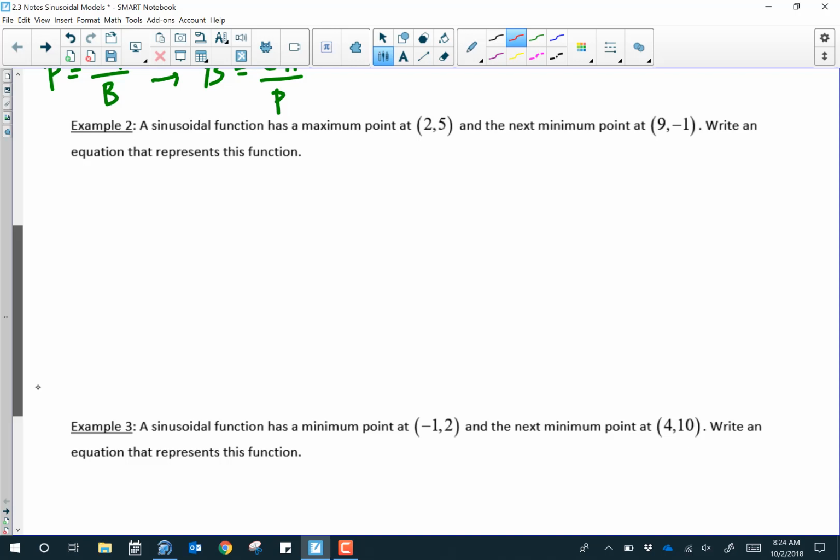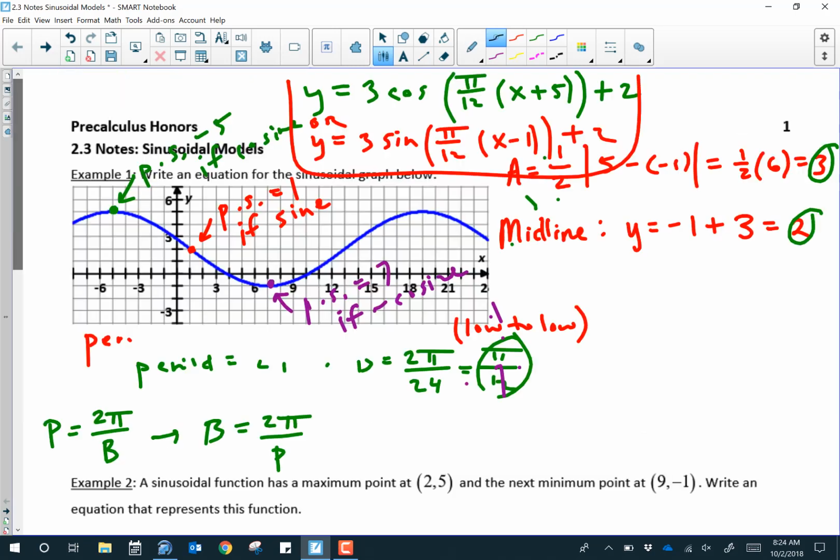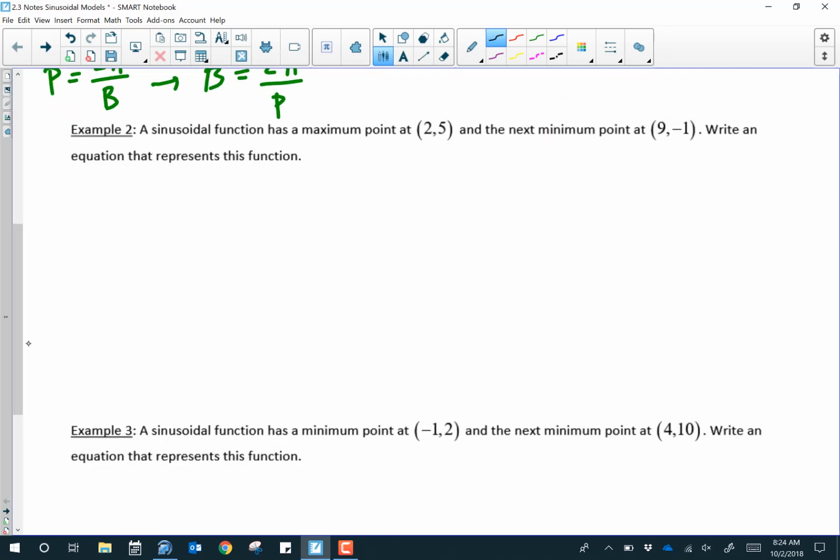Okay, so I'm very visual. I like to see it. So I'm going to go ahead and graph it, and get a good picture of what's going on. Let's graph this. (2, 5) to (9, -1). So 1, 2, 3, 4, 5, 6, 7, 8, 9. (2, 5), (9, -1). Okay, these actually had the same max and min values, just at different x values as the first example. We had a max of 5 and a min of -1 in the first example. Not very creative, am I?